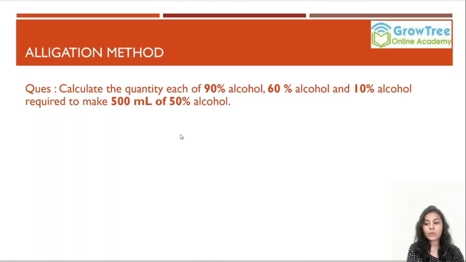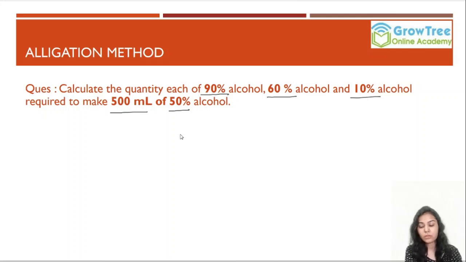So here we have a question which says, calculate the quantity each of 90% alcohol and 60% alcohol and 10% alcohol required to make 500 ml of 50% alcohol. Here we have three values and we are going to arrange them in the decreasing order. So first of all 90%, then 60%, and the another one 10%, and the desired one is 50%, so we are going to keep it in the middle.